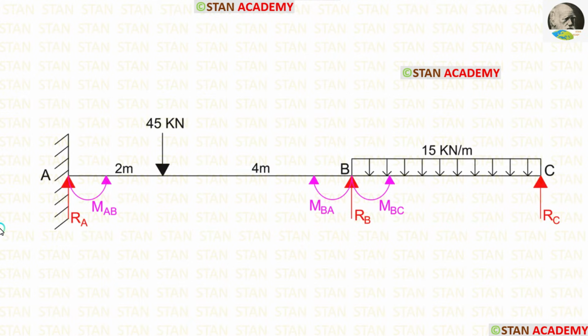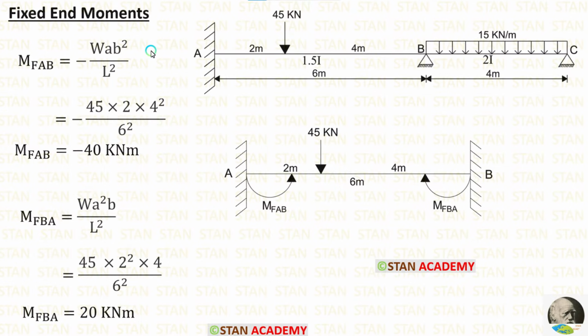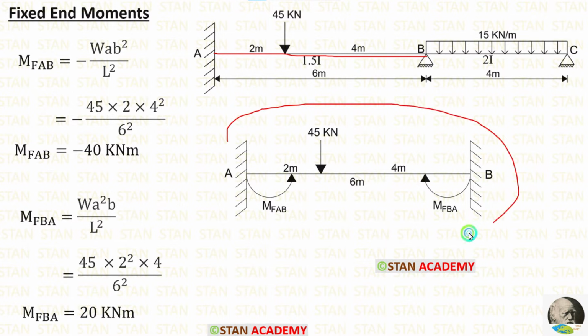Now we are going to make the slope deflection equations. In the slope deflection equations, we have to find the fixed end moments. So first, let's find the fixed end moments. First, let us make the fixed end moments in the span AB. For making the fixed end moments, we have to assume every span as a separate fixed beam. You can see that I have made the span AB as a separate fixed beam.